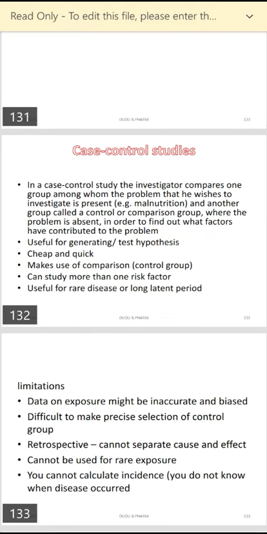In a case control study, the investigator compares one group among whom the problem that he wishes to investigate is present, for example nutrition, and another group called a control or comparison group where the problem is absent, in order to find out what factors have contributed to the problem. Useful for generating and testing hypotheses. Cheap and quick. Makes use of a comparison or control group. Can study more than one risk factor. Used for diseases with a long latent period.